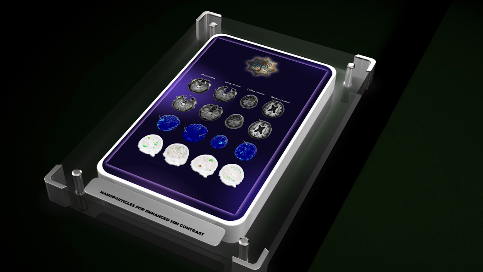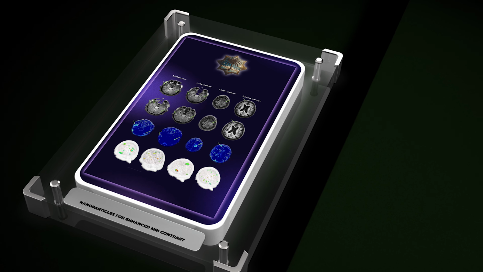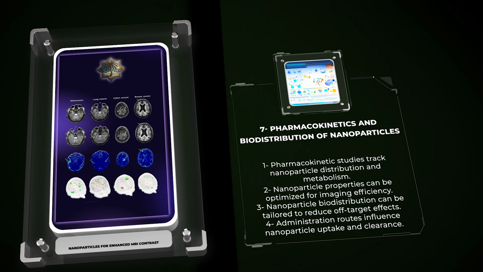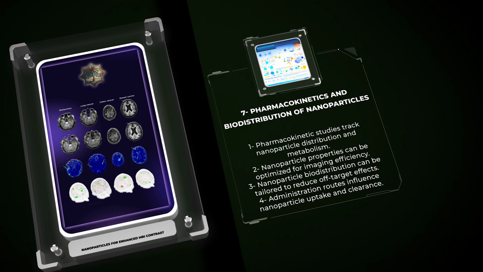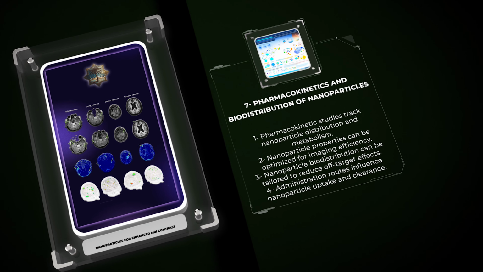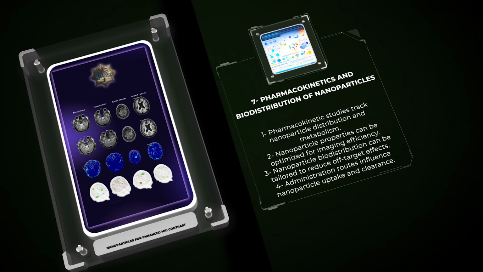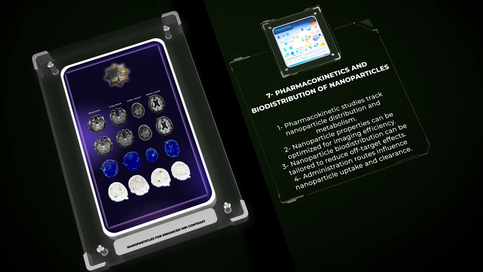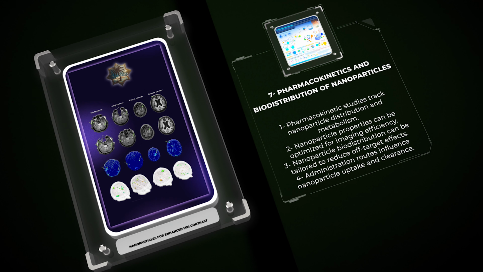Understanding the fate of nanoparticles once introduced into the body is crucial for ensuring their efficacy, safety, and patient-specific dosing. Pharmacokinetic studies allow us to track the absorption, distribution, metabolism, and excretion, ADME, of nanoparticles. By optimizing the size, surface charge, and surface chemistry of nanoparticles, their biodistribution can be tailored to enhance imaging efficiency and reduce off-target effects. Moreover, different routes of administration, such as intravenous, oral, or inhalation, can influence nanoparticle uptake and clearance. Detailed understanding of these factors is vital for the successful translation of nanoparticle-based MRI contrast agents into clinical practice.